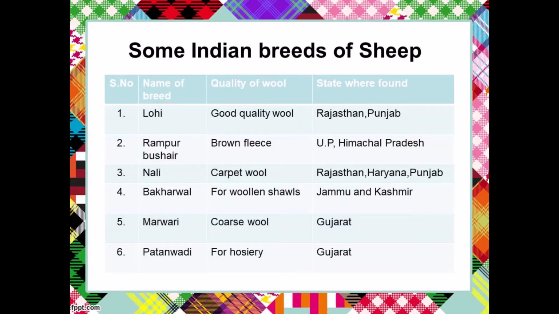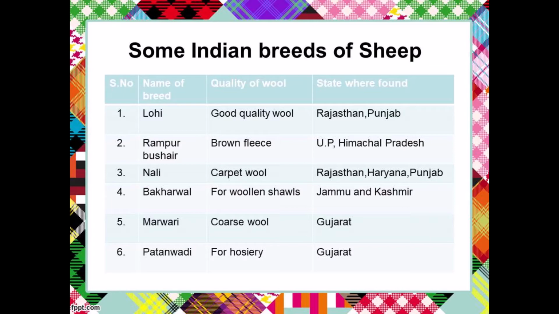This table shows some names of Indian breeds and the quality of wool we get from them and the states where these are found. First one is Lohi. We get good quality wool from them, and these are found in Rajasthan and Punjab. Next one is Rampur Bashair. We get brown fleece from them, and these are found in Uttar Pradesh and Himachal Pradesh.